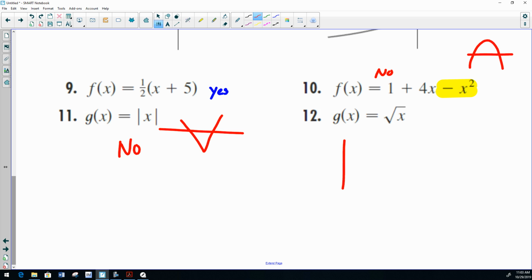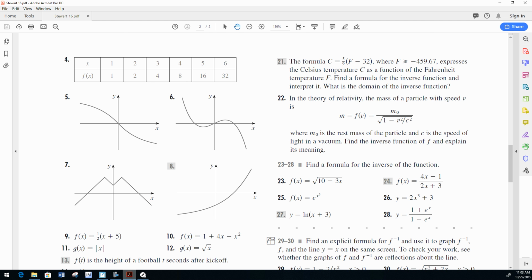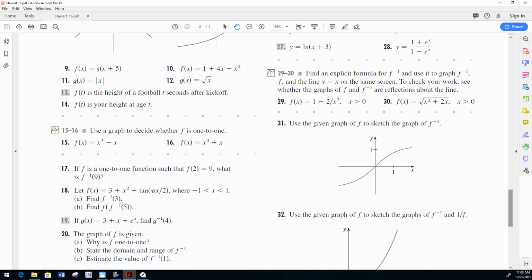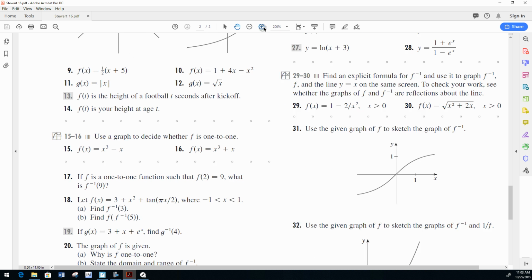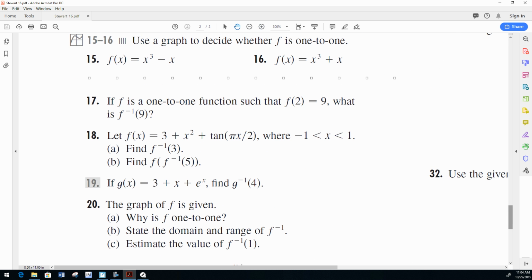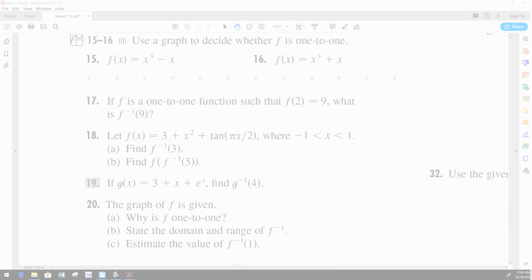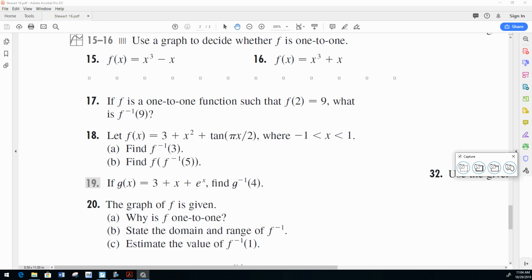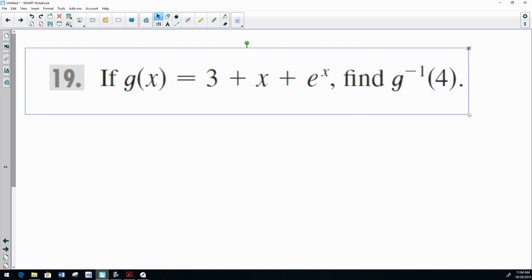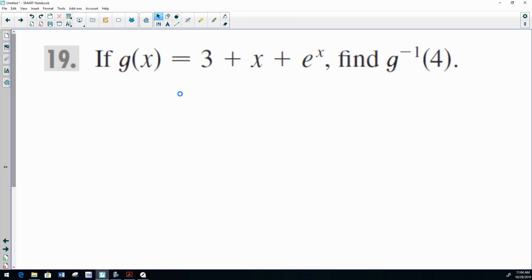So g inverse of 4 is unknown. g of unknown has to be 4. 4 equals 3 plus x plus e to the x. This time there was no hint on what to guess. When there's no hint, we typically try those values. 0. 0 makes it true, so I now know 0 is going to travel in here and here.